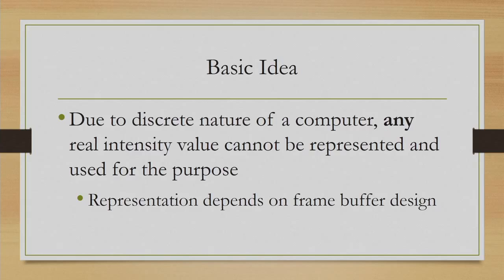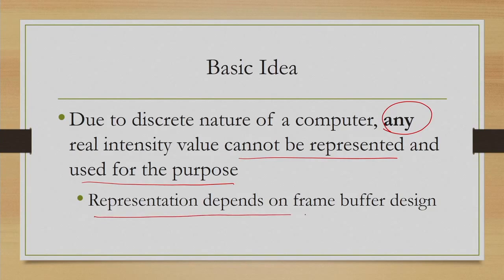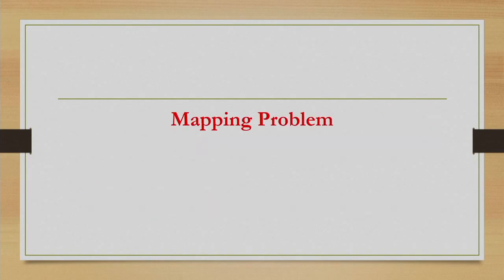A problem here is that any intensity value cannot be represented and used for the purpose of driving some arrangement to generate the visual effect of a colored image on a screen, and we need some way to represent the corresponding intensity values in the computer. Now, this representation depends on the frame buffer, how we design the frame buffer, and that is what we call the mapping problem.